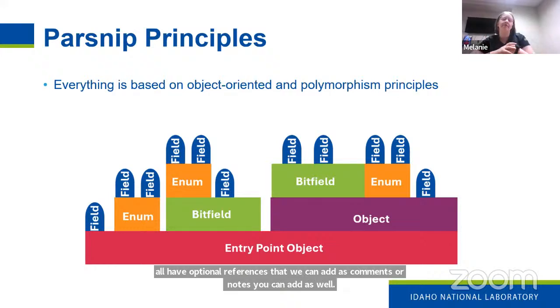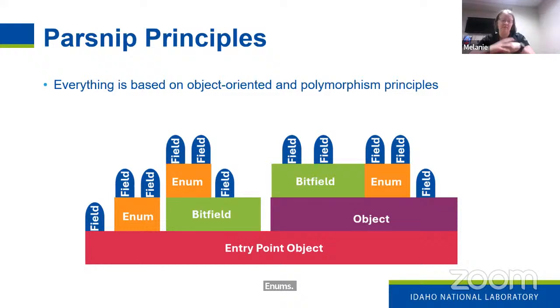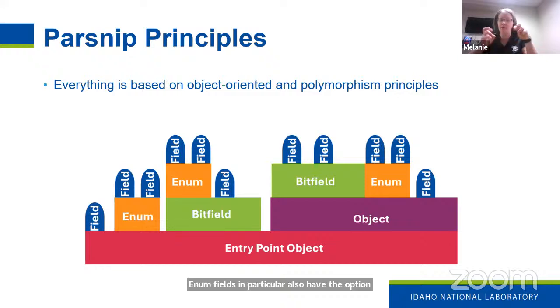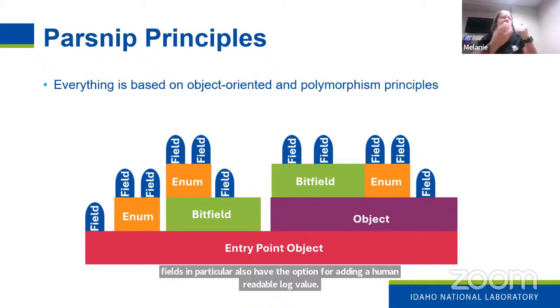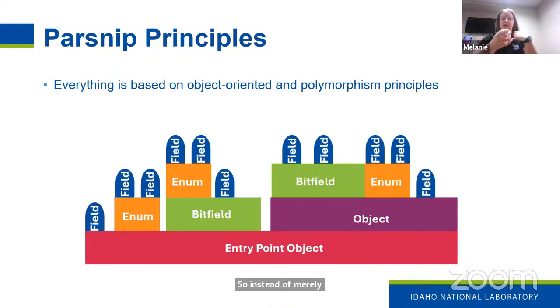Enums are made of fields, and enums just function like any other standard enum, just like a Spicy enum. And we use them as fields. Enum fields in particular also have the option for adding a human readable log value. So instead of merely stating its name, or if you wanted to give it an undescriptive name like enum1 is A, you could add the human readable value that says it's a reset flag.